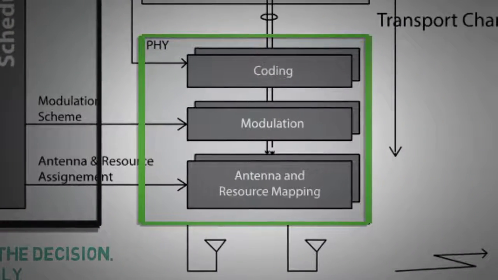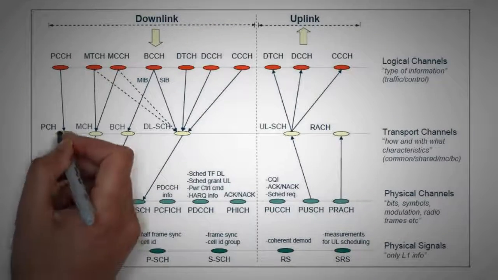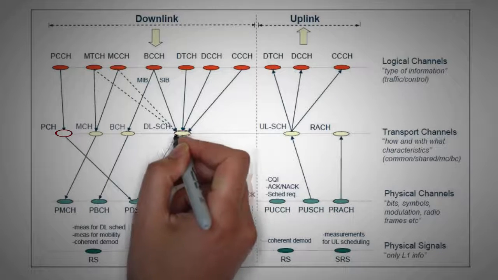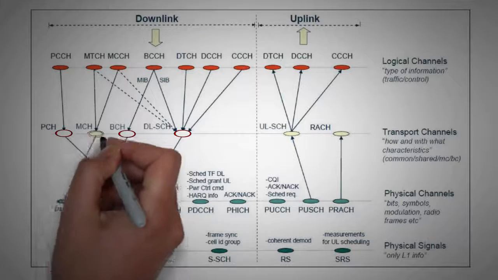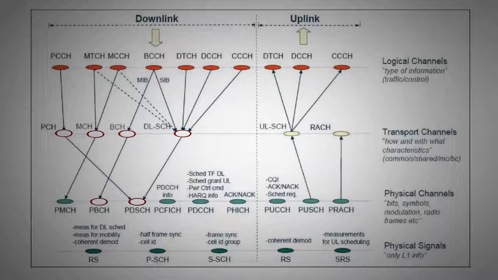That brings us to our last and most complex part, that is physical channels. The transport channels such as paging channel and downlink shared channel are mapped into physical downlink shared channel. It is used for carrying user traffic and as well paging information. The broadcast channel and multicast channel are mapped 1-to-1 to physical broadcast channel and physical multicast channel. Similarly in uplink, the transport channel such as uplink shared channel is mapped onto physical uplink shared channel, and physical random access channel is used for random access functions.